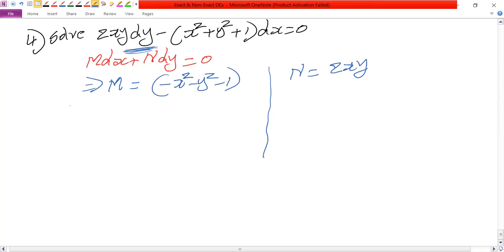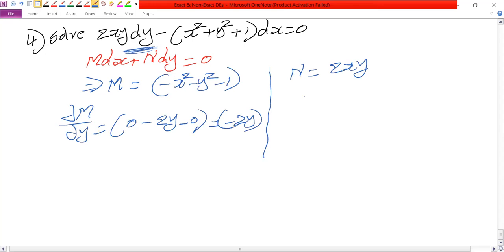So finding ∂M/∂y: the partial differentiation of M with respect to y, treating x as constant. The first term value is 0, minus 2y, minus 0. So we are getting this value as minus 2y.